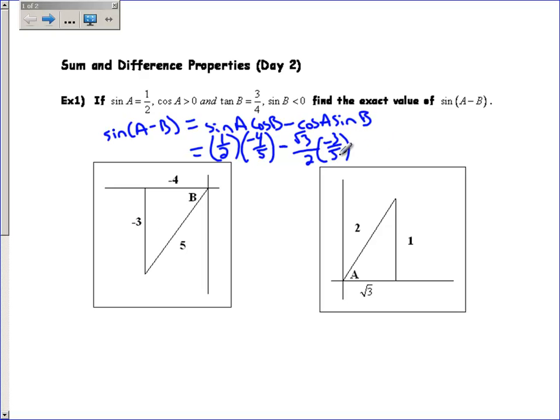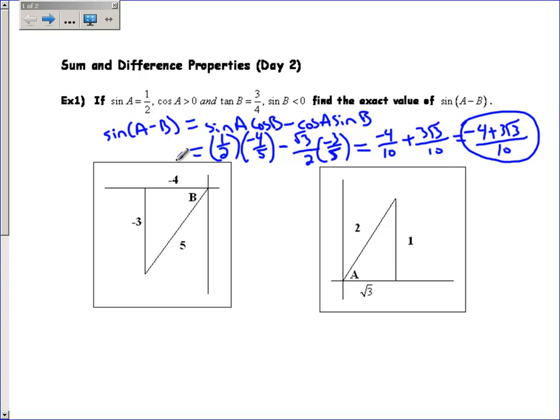Alright, so now we get to do some fraction work. And if you don't know this, when you multiply fractions, you multiply straight across. So it's the top times the top and the bottom times the bottom. So this works out to be -4/10 plus 3 radical 3/10. We have the same denominator, so this answer is -4 plus 3 radical 3 over 10. And that is the sine of A minus B.